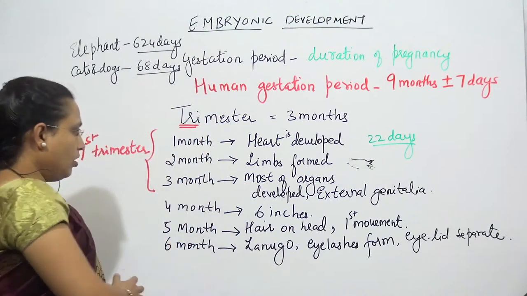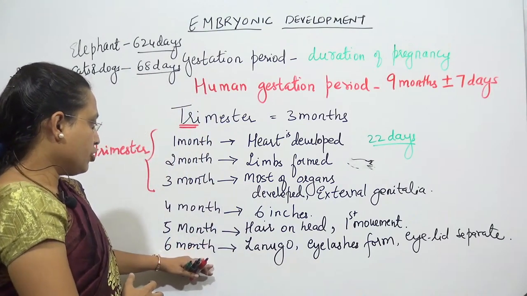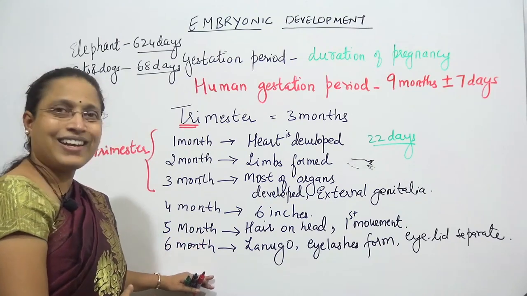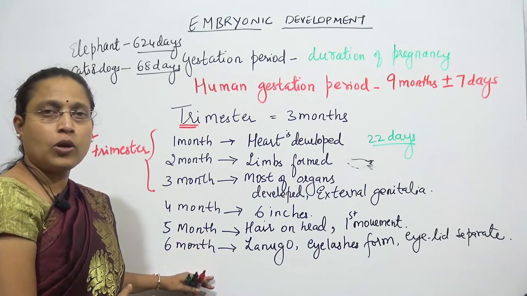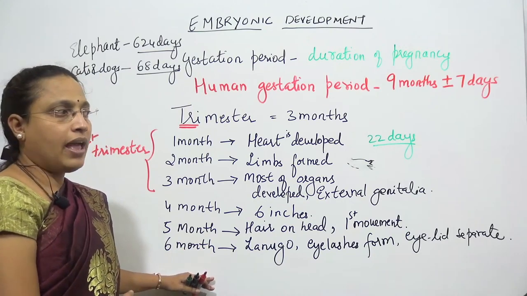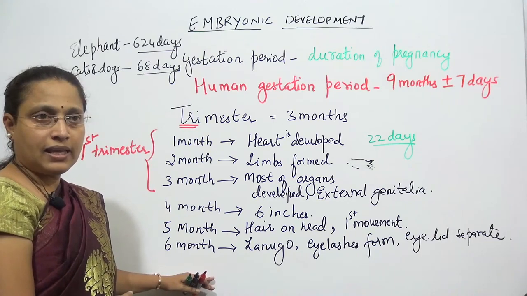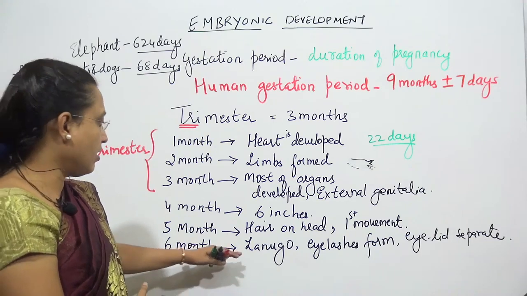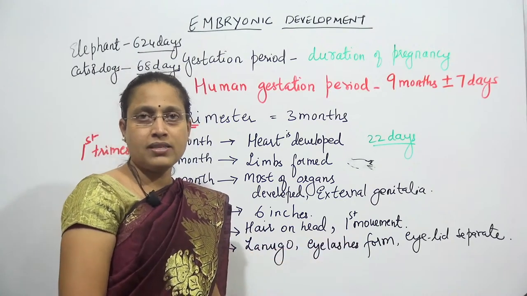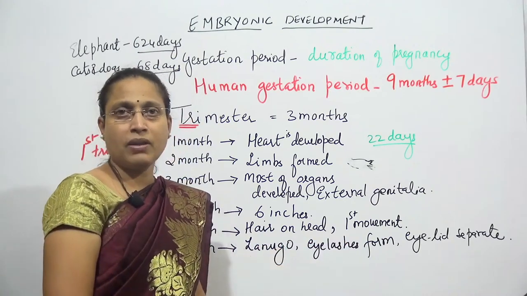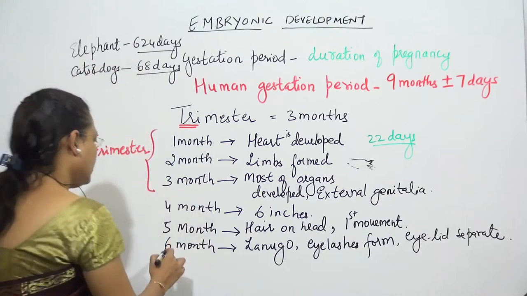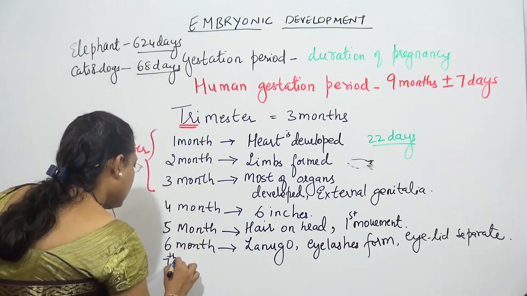Therefore, you should know that if the delivery occurs in just the next month, that is the 7th month, that is called premature delivery. In that case, the child will have difficulty in breathing, because what has just been formed in the previous month, the 6th month, is the lungs.